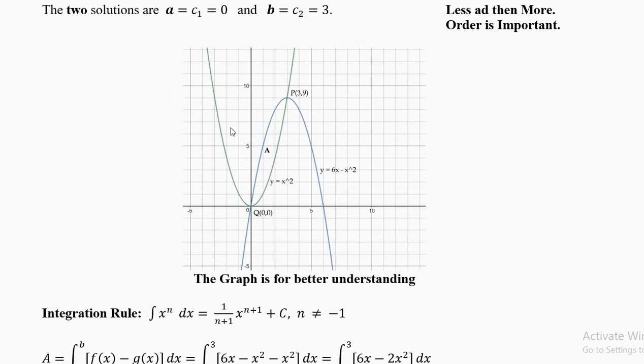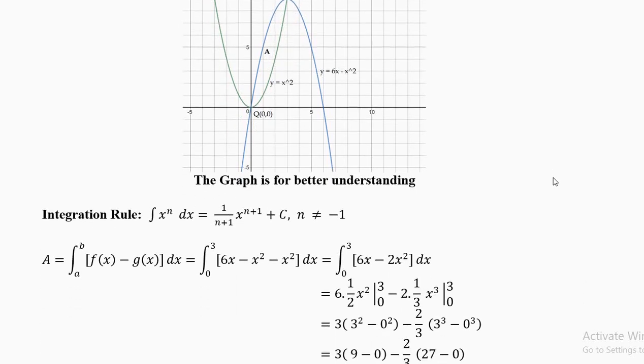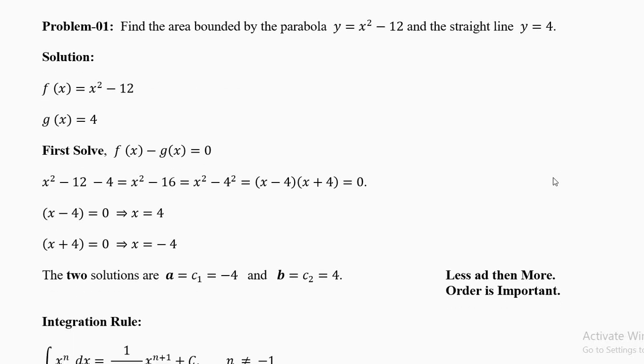Let's look at the graph. One parabola is going up, the green one, the blue one is going down. They intersect at x equal to 0 and at x equal to 3. And this overlapping region, the one marked A, is your area between the two parabolas, enclosed by the two parabolas. Now let's look at problem 1.